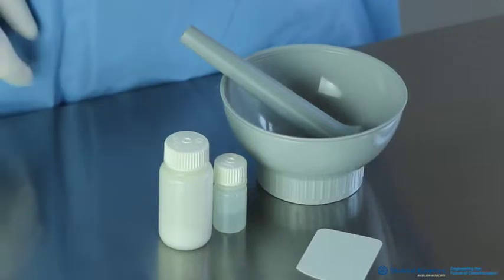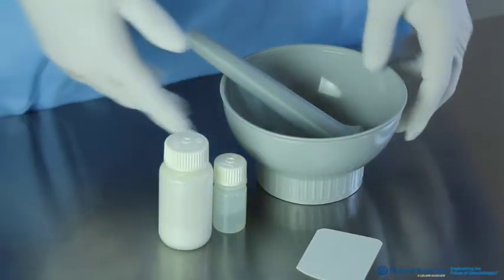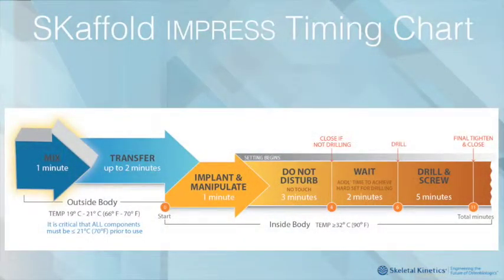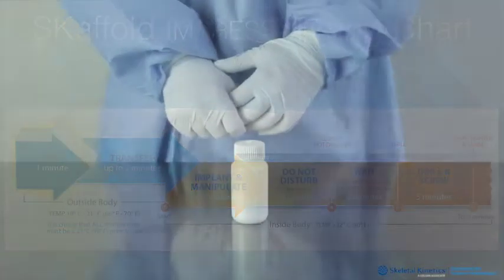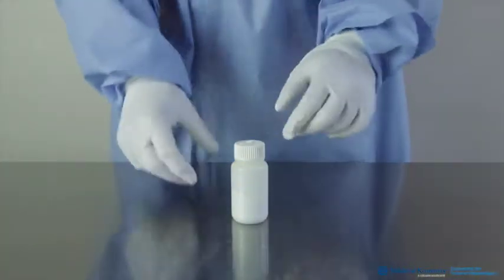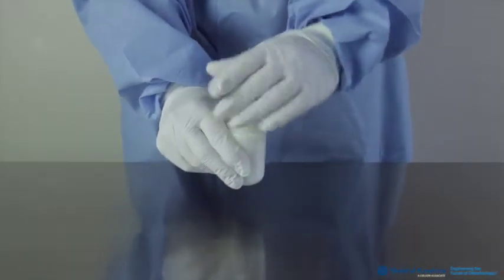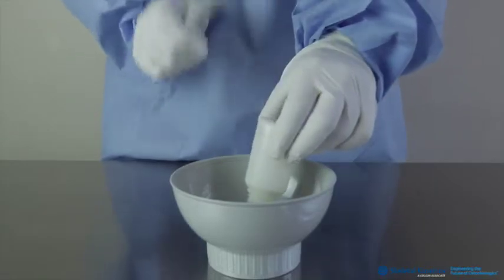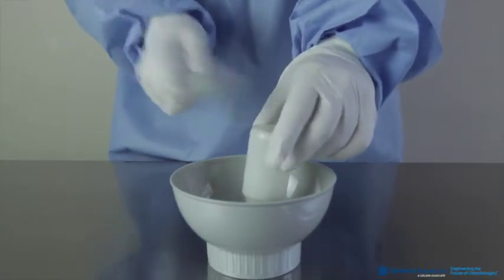Now that all your sterile contents are on the surgical field, it is okay to begin mixing scaffold. Once again, ensure the surgeon is ready to use the product. Once the contents are put together, the clock begins and there is no turning back. At this time, take the powder vial, remove the cap, and empty all the contents into the bowl. Please tap with the pestle to ensure all contents have been removed.